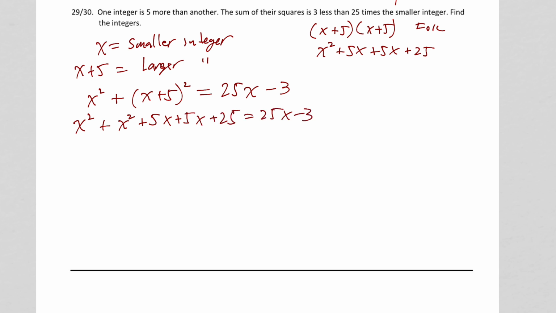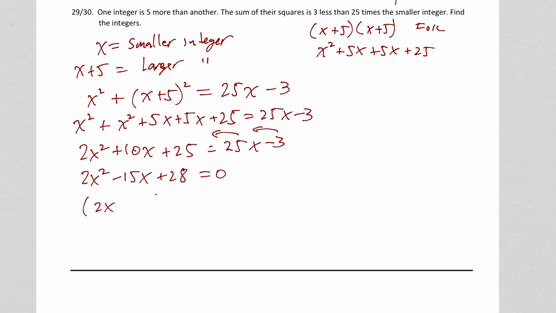So now, combining like terms, 1x squared plus 1x squared is 2x squared. 5x plus 5x is positive 10x. And we have plus 25 equals 25x minus 3. Now I'm going to bring this way and this way. So I have 2x squared. 10x minus 25x is a negative 15x. And 25 plus 3 is a positive 28.